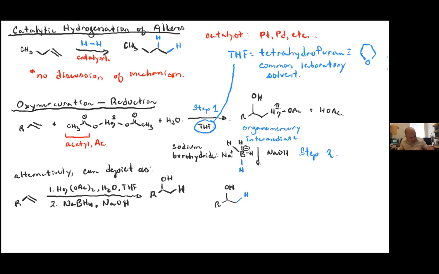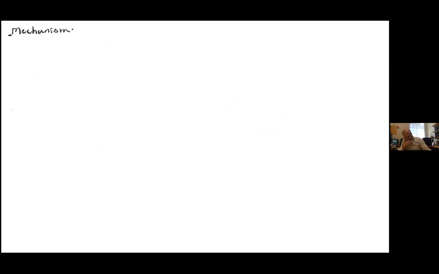Okay, so, all right, so mechanism. So the first step involves reaction of the alkene with the mercury 2 salt. And this is analogous to what we saw on Monday in the reaction of an alkene with Br2.